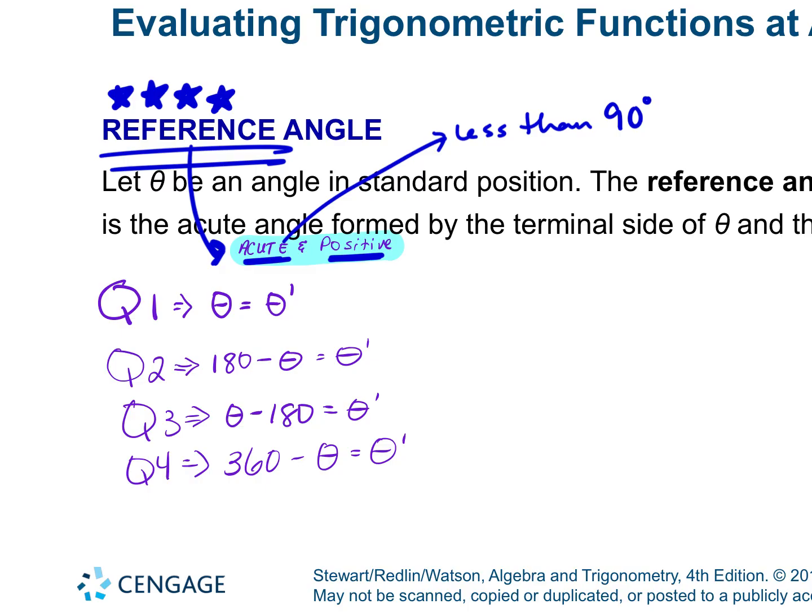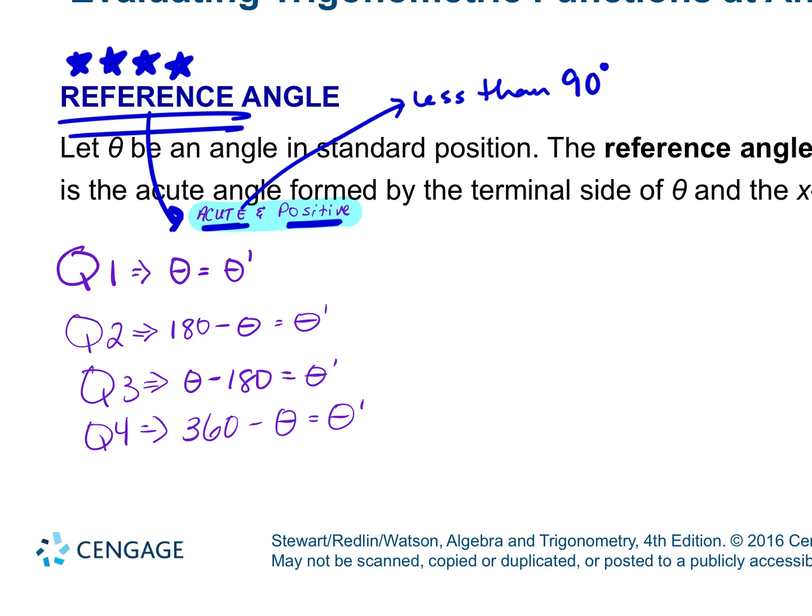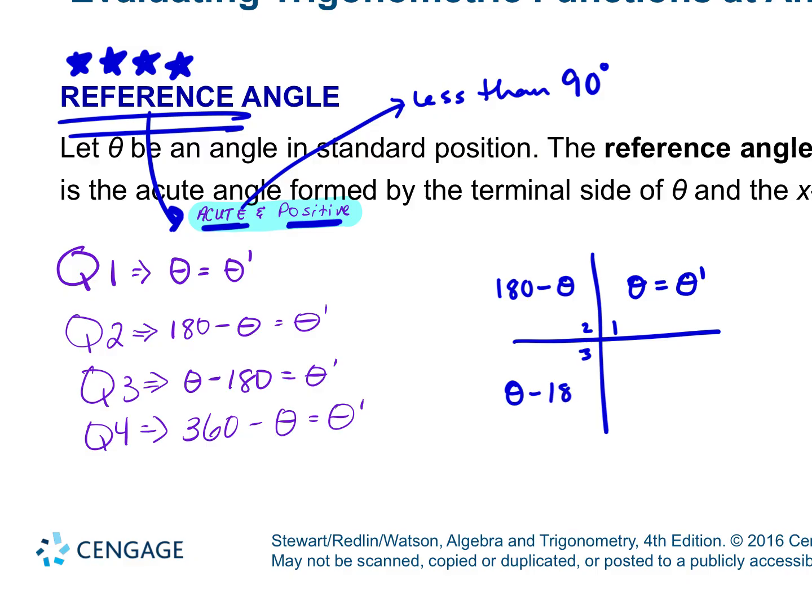Now, depending on which quadrant we're in, we have a different formula that we use. So if we are in quadrant 1, whatever your reference angle is going to be the same thing as your theta. If we're in quadrant 2, we do 180 minus theta. If we're in quadrant 3, we do theta minus 180. And if we're in quadrant 4, we do 360 minus theta. So you have to know which formula you use whenever you're in that quadrant.